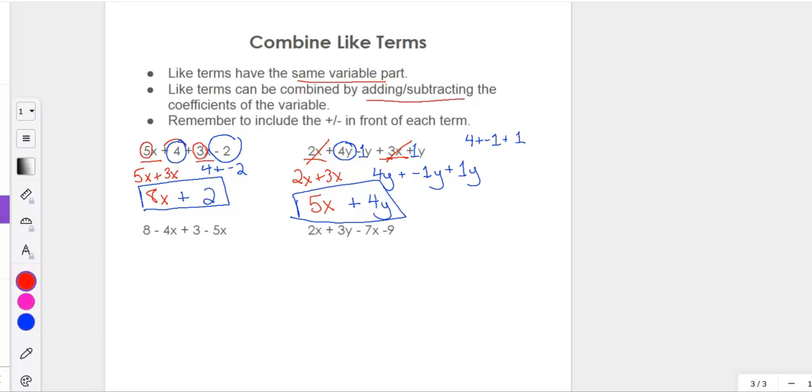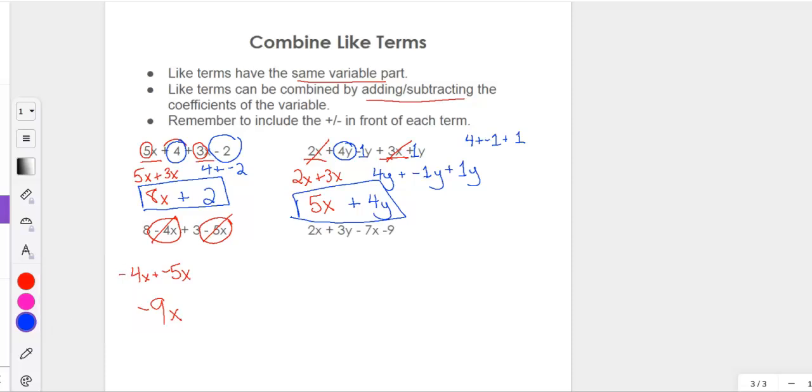All right, next one. Again, start with my x's. I have a negative 4x because I have a minus 4x, and a negative 5x because I have a minus. So negative 4x plus negative 5x. Type in your calculator negative 4 plus negative 5, and you end up with negative 9. And then you add your x to represent the same variable part.